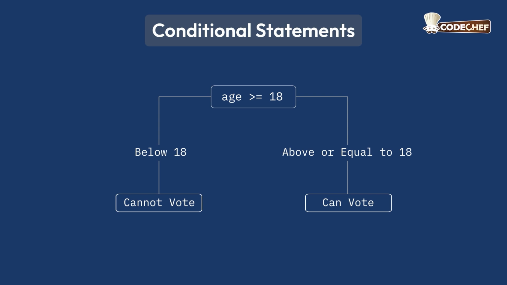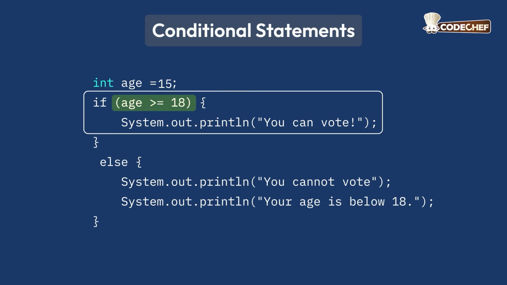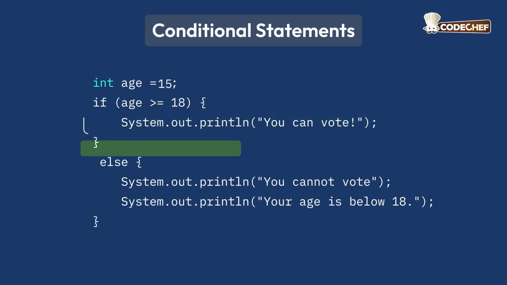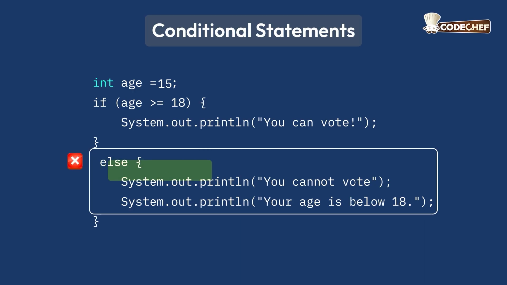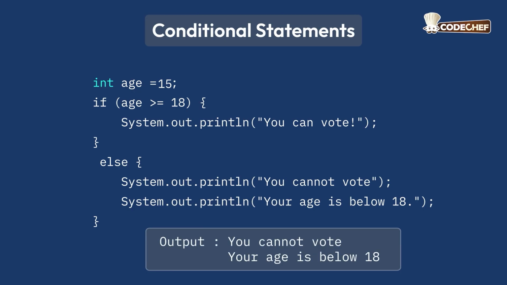To write code for this, we use the if and else statements. The if statement checks the condition. If the condition is true, the code inside the if block runs. If the condition is false, the program skips the if block and runs the code inside the else block. So for this, the output will be: you cannot vote, your age is below 18.